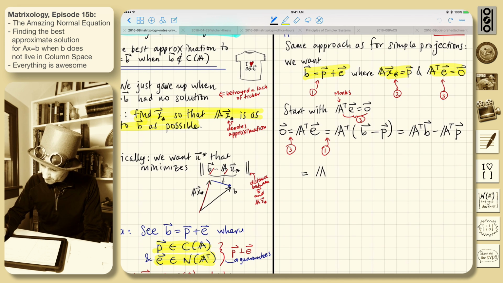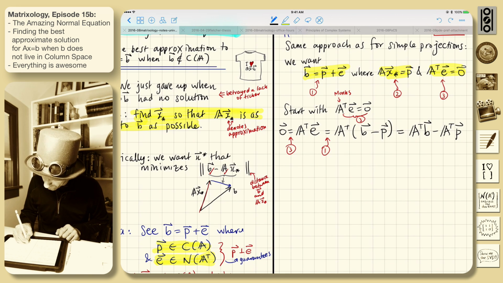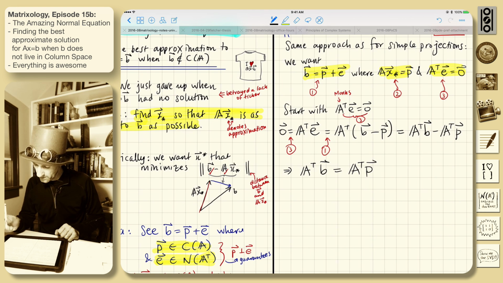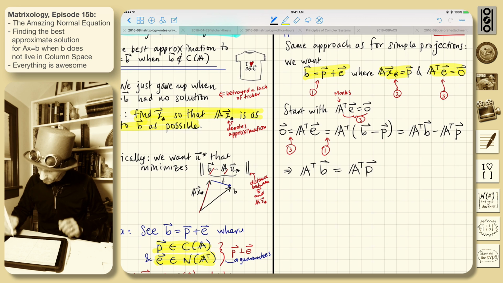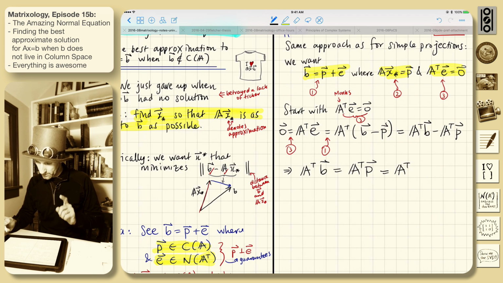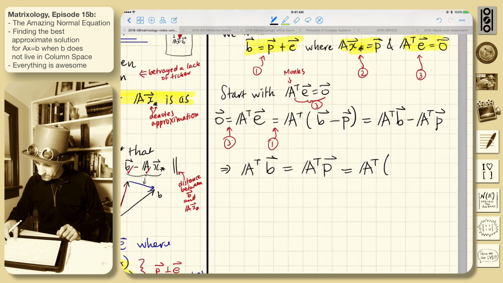Well, before we do that, let's just put these things on the opposite sides, right? So this means A transpose B is equal to A transpose P. Transposes, right? Wow, it's amazing. You should be amazed. Okay, so that's A transpose. Let's get this next piece. Sorry about that wobbling around.